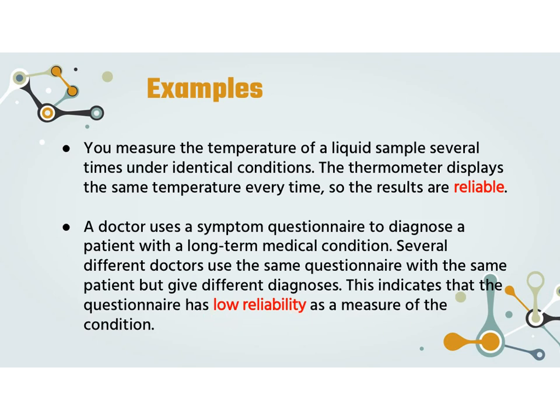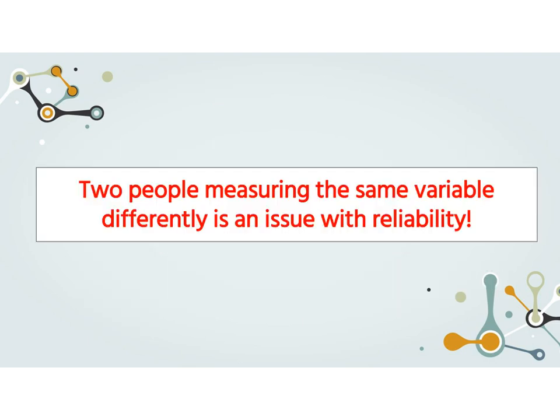It is as if you are using the same experiment each and every time, but you are obtaining different results. So you can say that your experiment is not reliable. And in this case, the questionnaire was not reliable to be used to measure a given condition. So, in short, two people measuring the same variable differently is an issue with reliability.